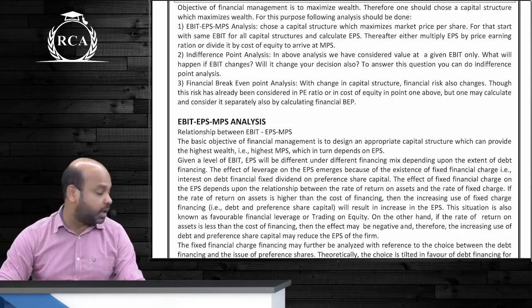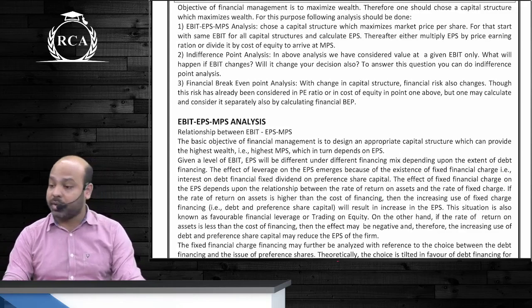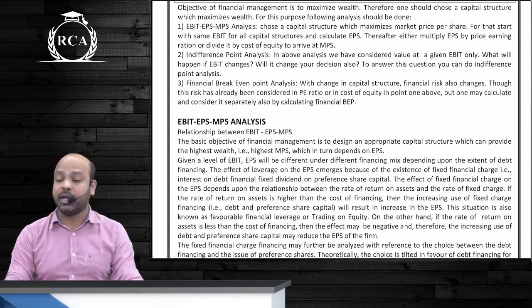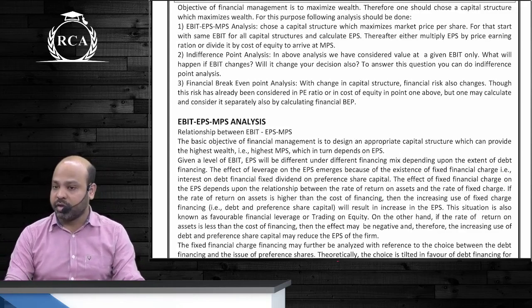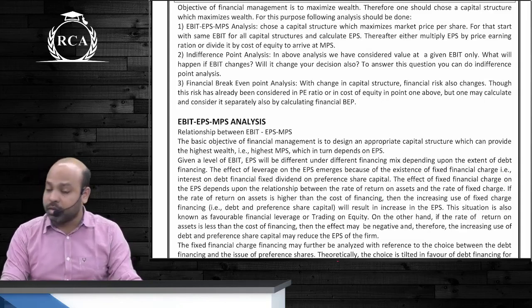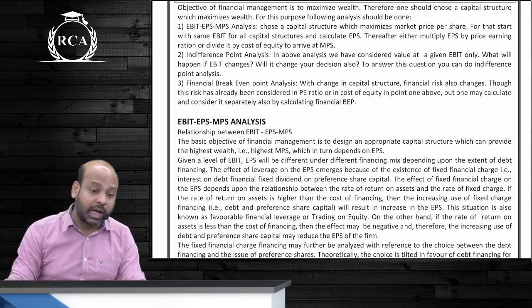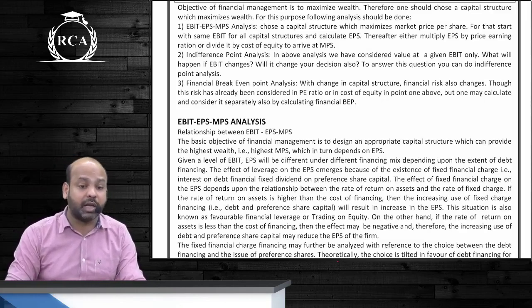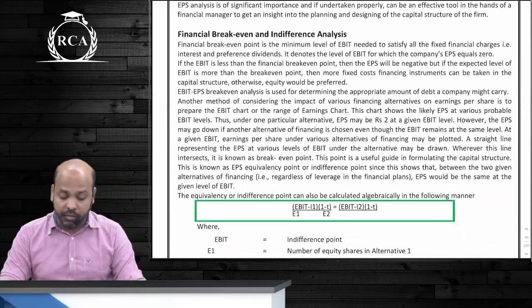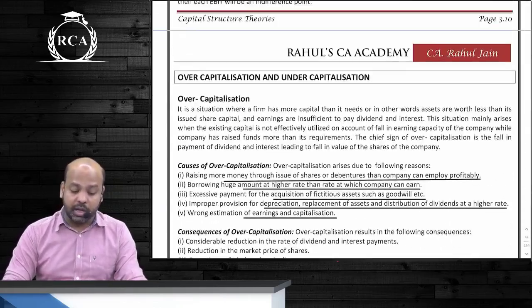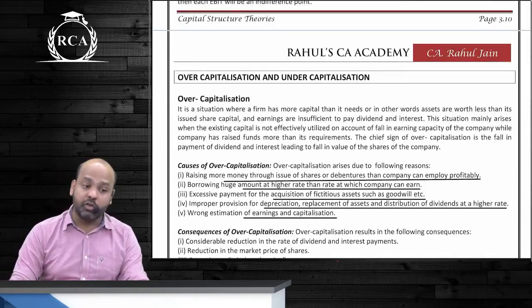The last one beta is financial break-even point. I said financial break-even point as such, guys, is the level of EBIT at which EPS is 0. You have to reverse calculate. You should take earnings attributable to equity shareholders as 0, add back preference dividend, add back taxes, add back interest, and arrive at the amount of EBIT. Are we clear, guys?